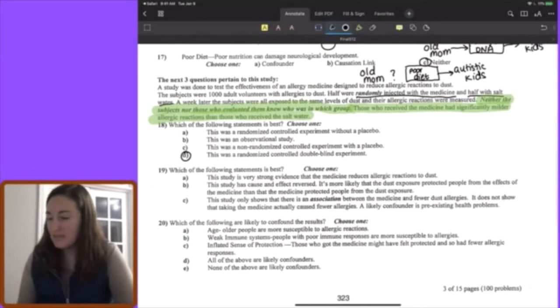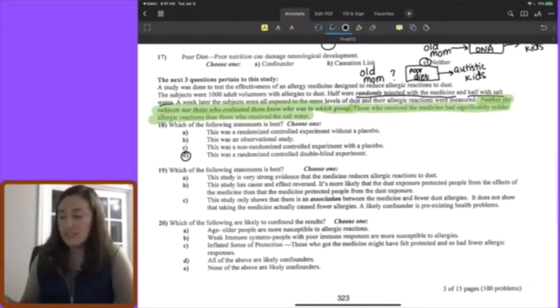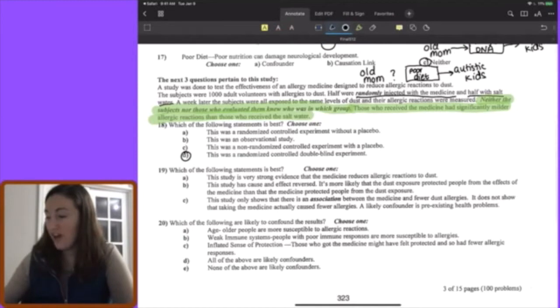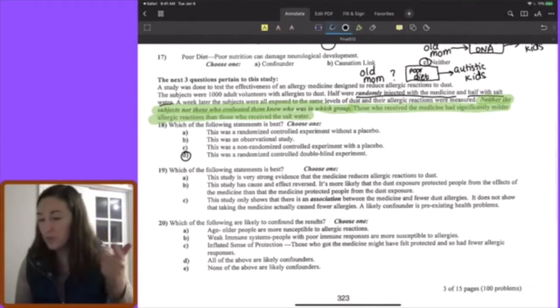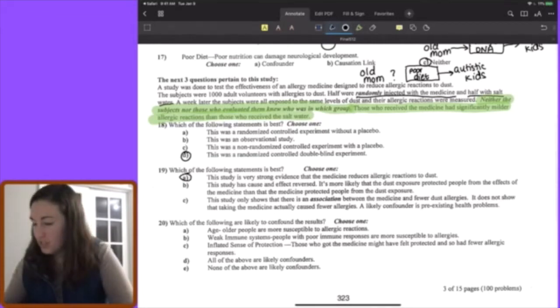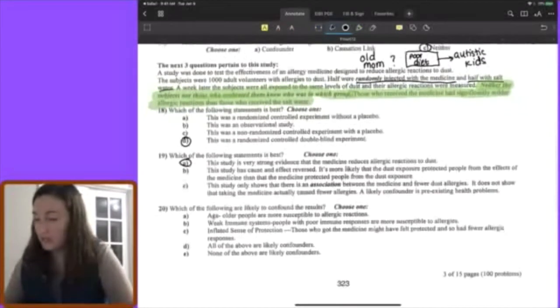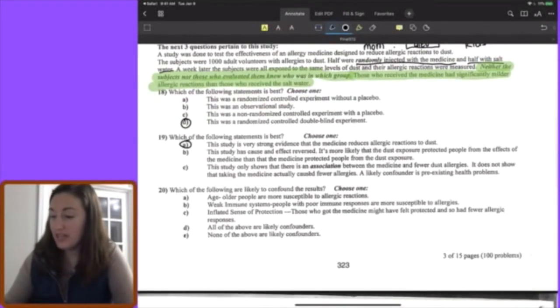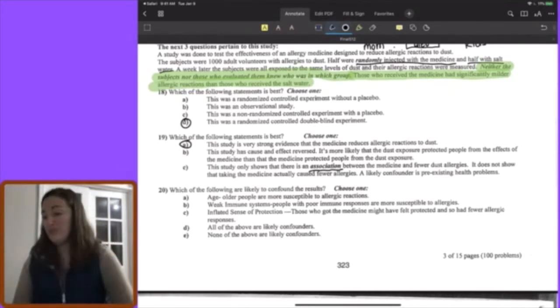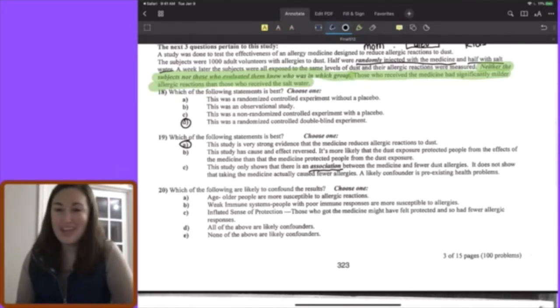Which of the following statements is best? We did the ideal experimental design, so we saw that the medicine seemed to work, so I would trust it in this case. It was double blind. There's a placebo, there were 1,000 adults, it's a pretty good sample size. So I'm going to say A, right? This study is very strong evidence that the medicine reduces allergic reactions to dust. This would be the answer if it was an observational study, but we don't have an observational study here, so A looks good.